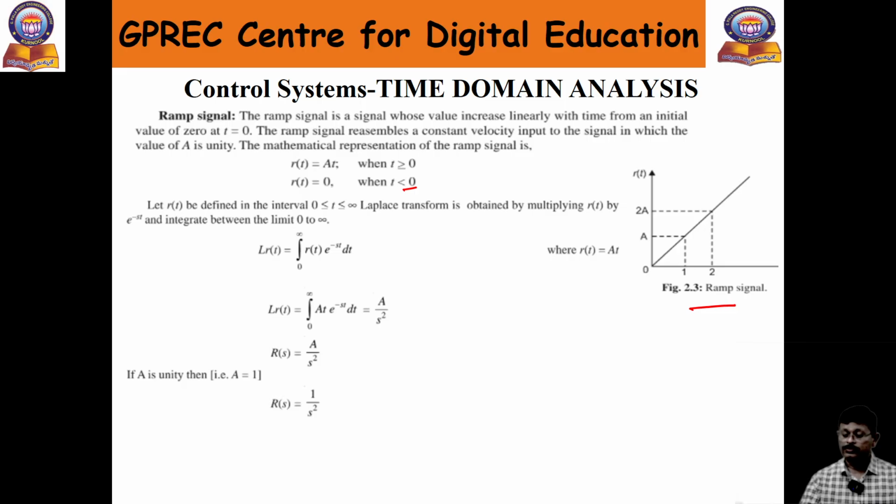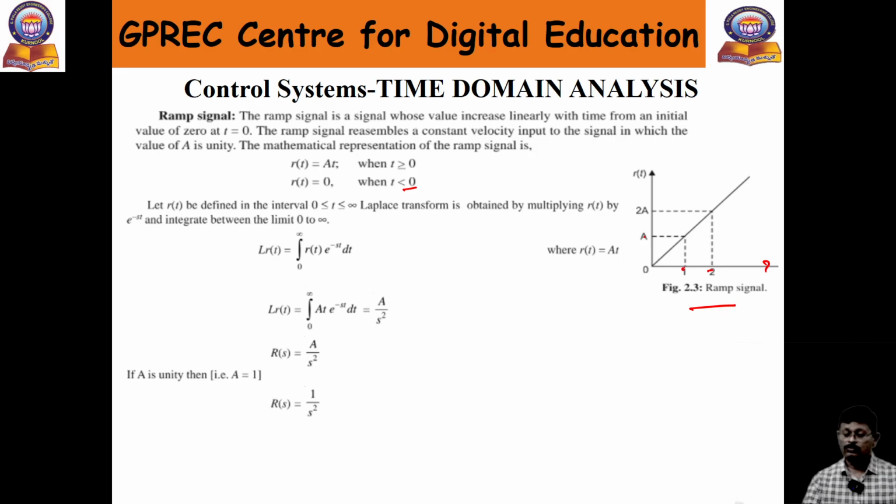So these are the representation of the ramp signal. For one there is some value, for two there is another value. You can observe that by changing time the magnitude also changes. In the previous case, the step input, the value is constant like in DC, but here the value is changing in proportion to time.